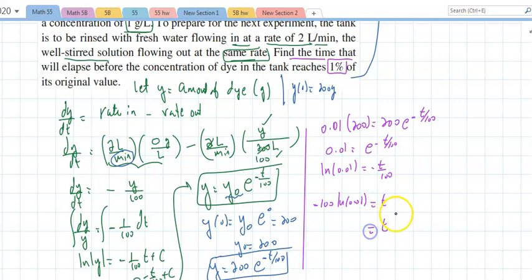If I throw this in my calculator, and you should get yourself a nice scientific calculator, I will get 460.52 minutes. You could convert it to hours if you wish. You don't have to. t will equal 460.52 minutes. And there it is.